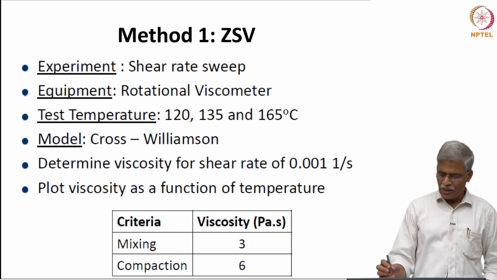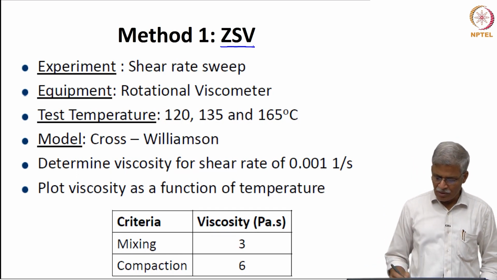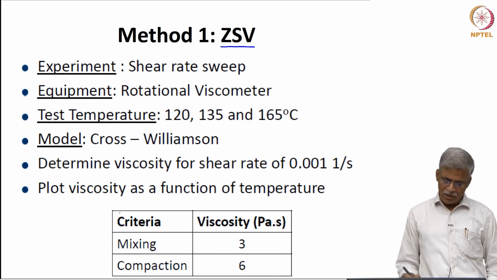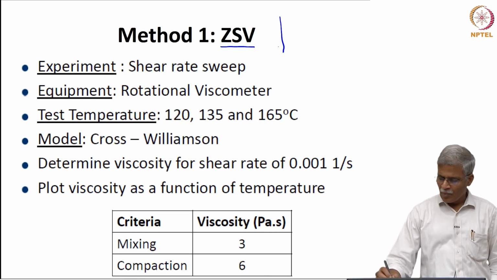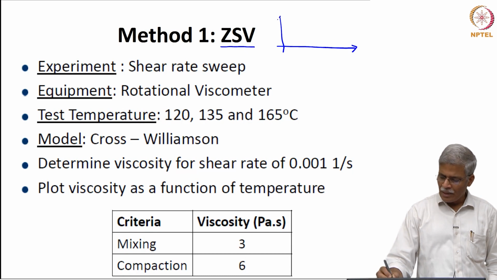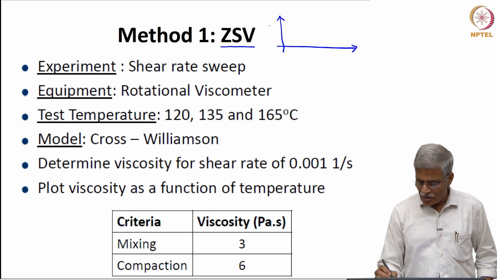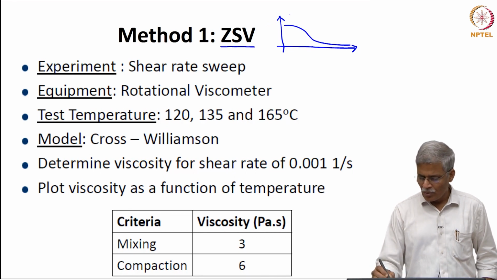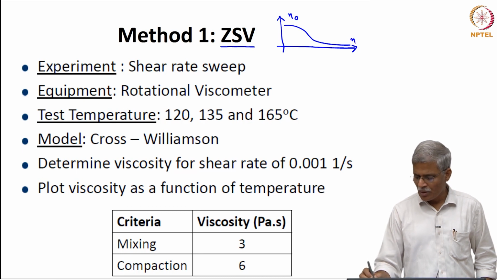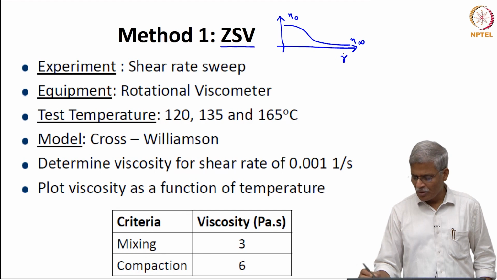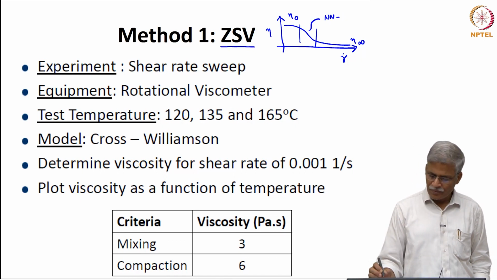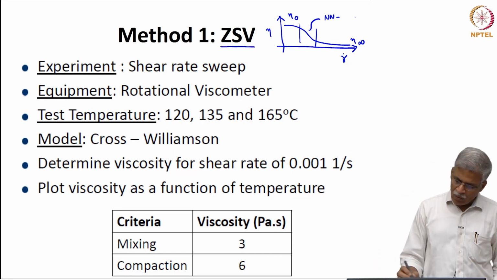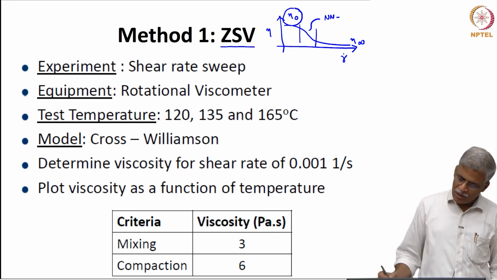Okay. The first method is the zero shear viscosity method. Now, what is this zero shear viscosity method? If you recollect the picture that we saw in the earlier slide, the viscosity was varying in this particular way. So, this is zero shear viscosity, this is the infinite shear rate viscosity, and what you saw here was the non-Newtonian shear thinning regime. Okay. So, now we will be worried about using this particular value here.